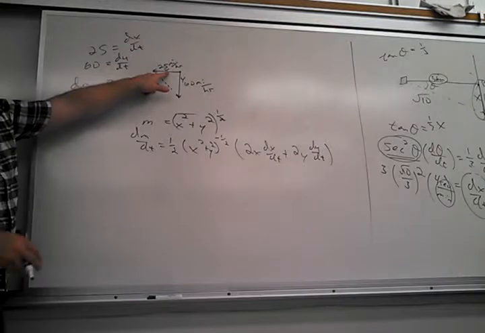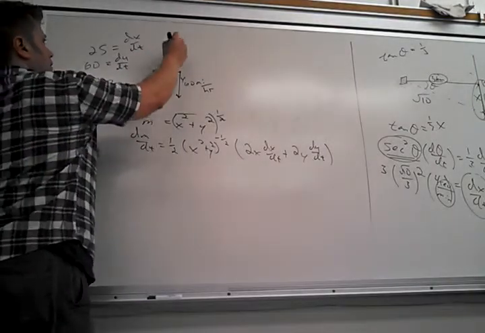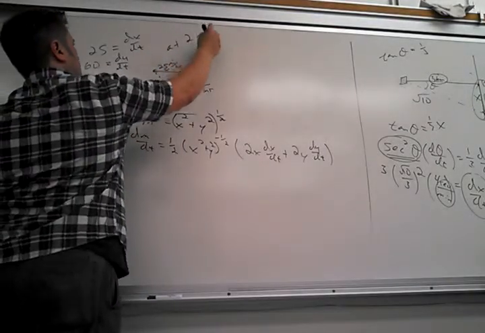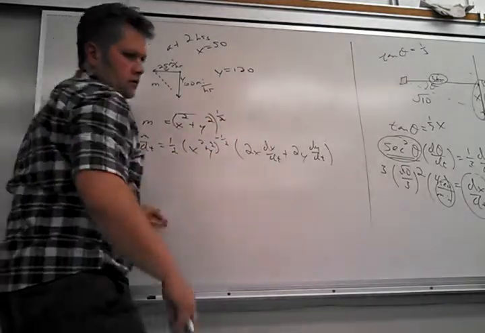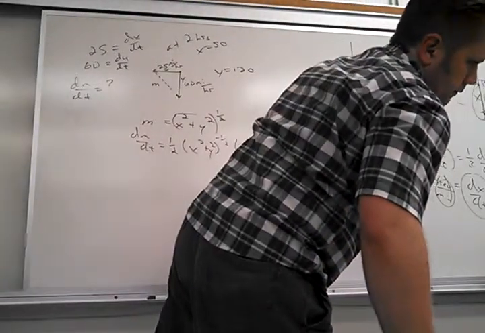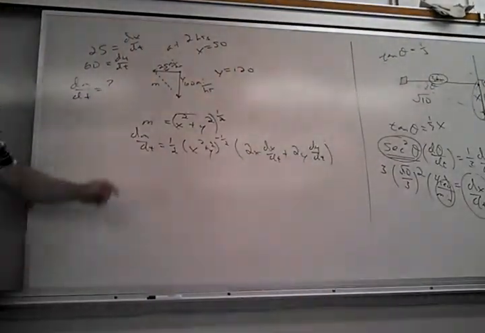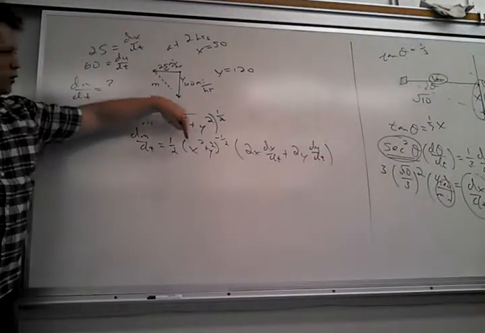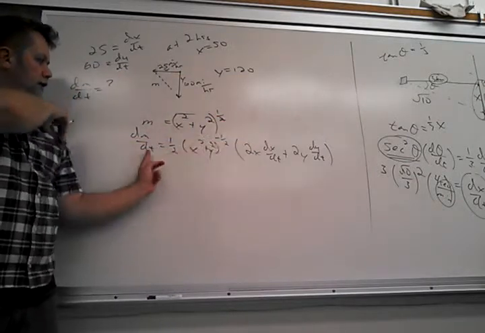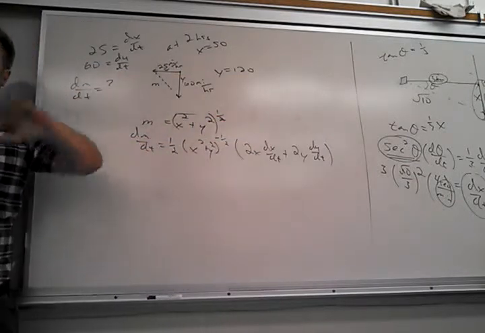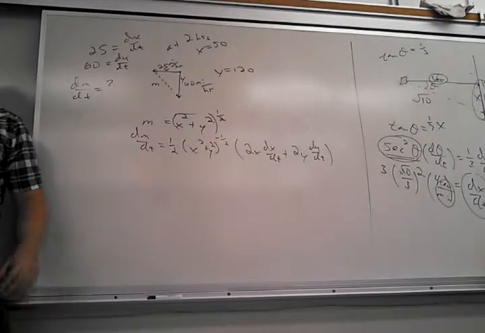X, of course, since it's 2 hours later. At 2 hours, x will be 50 and y will be 120, right? So you plug all the stuff you know in there. You know x, you know y, you know the rates. So you've got everything you need to figure out dm/dt, and thankfully here, all the units are the way they're supposed to be.